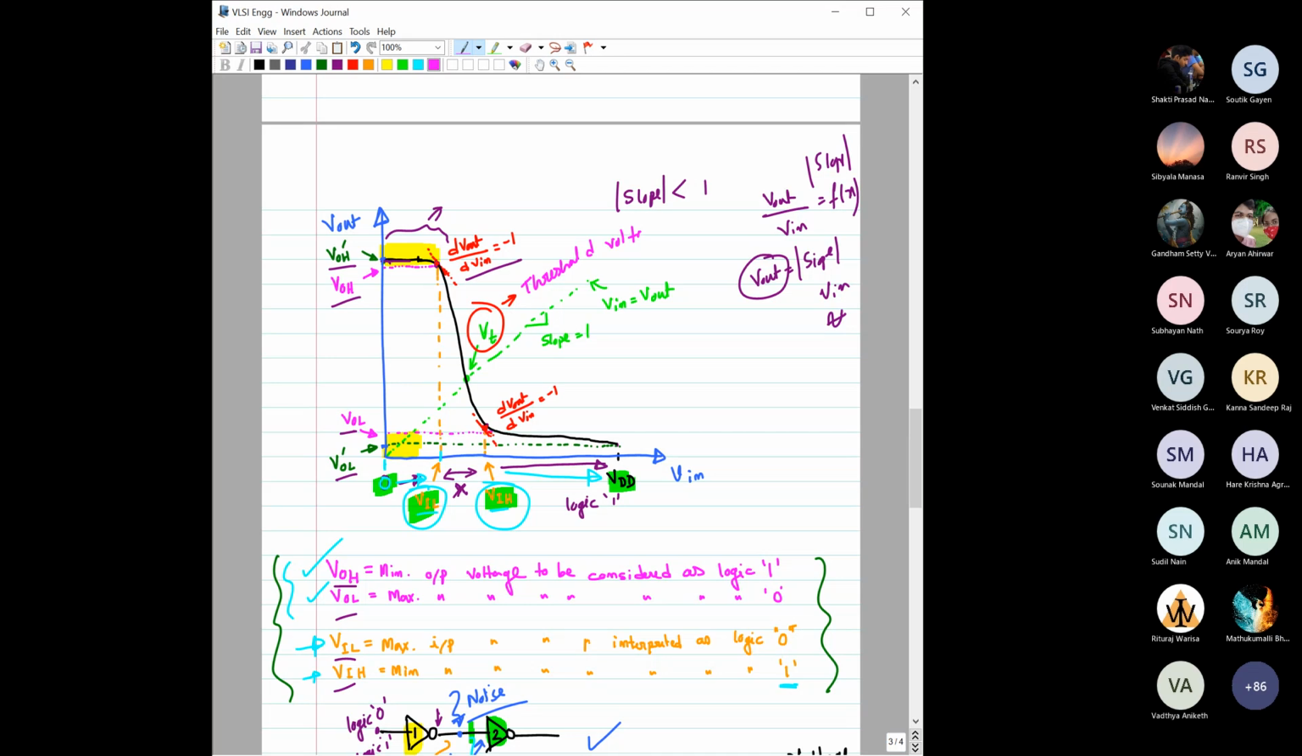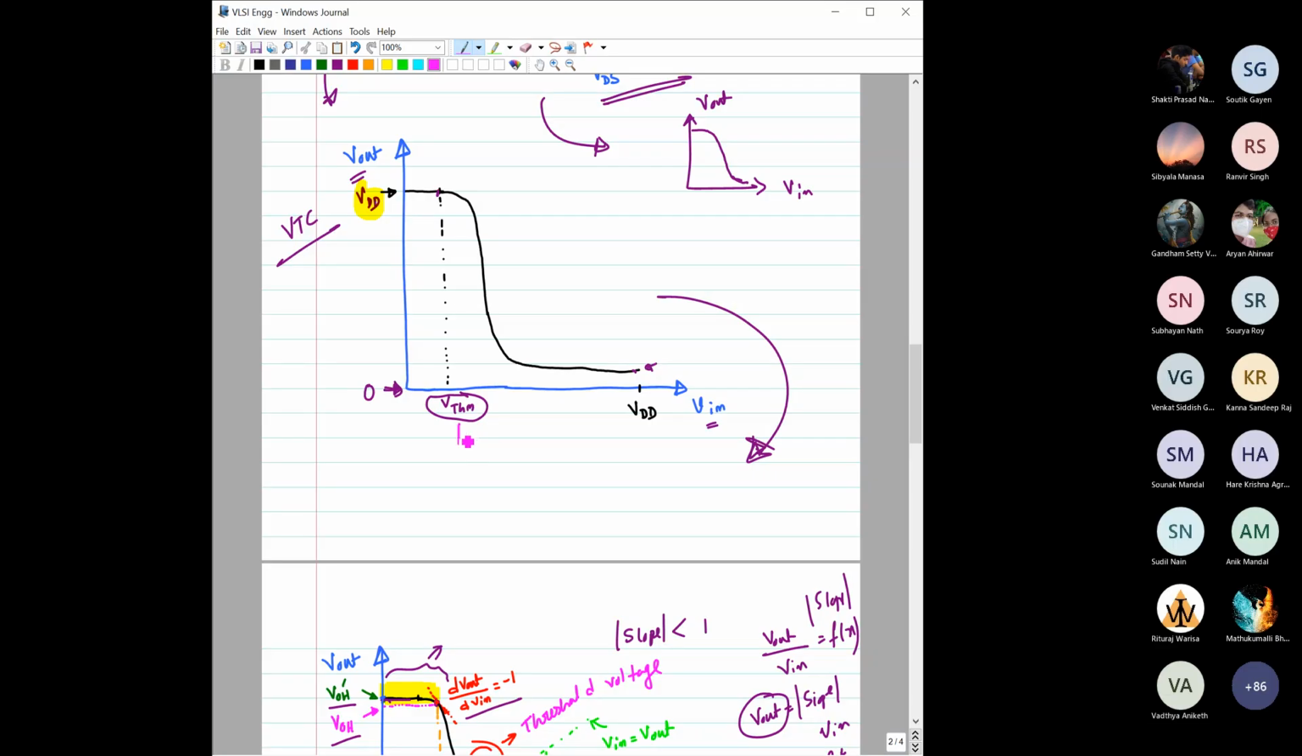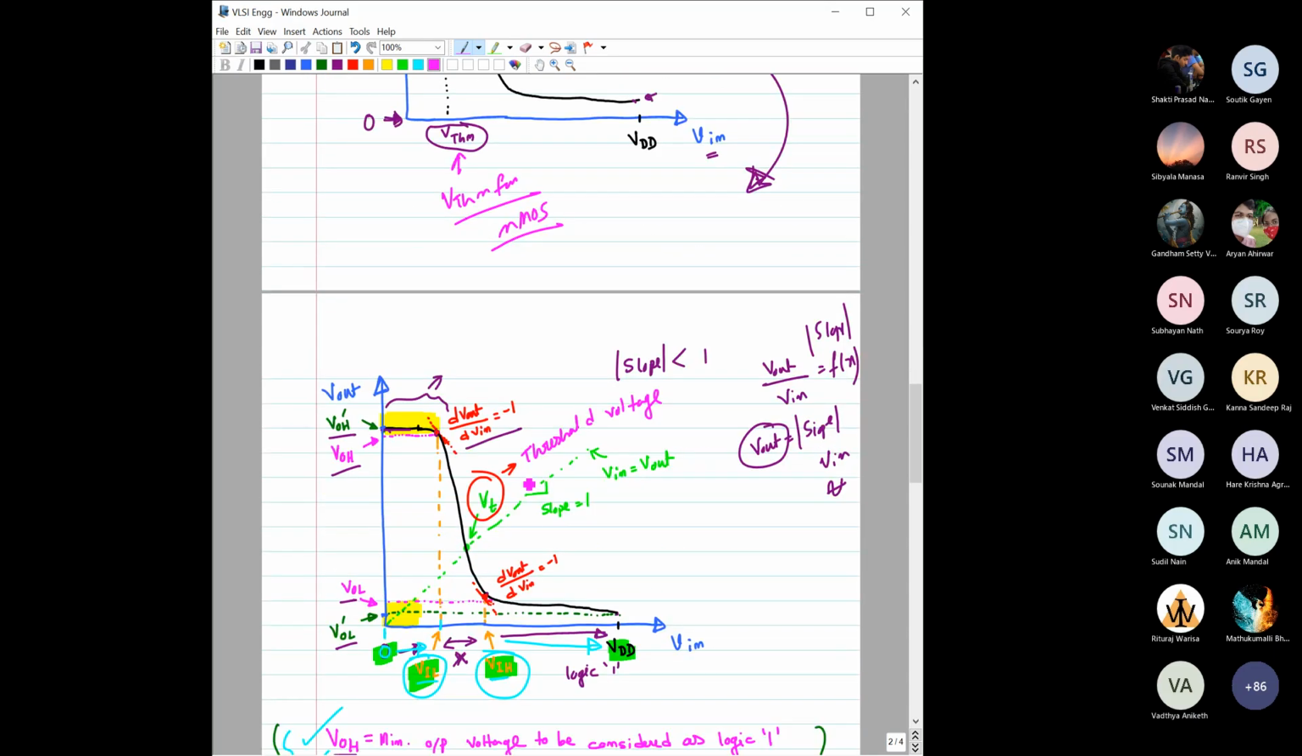This VT stands for threshold voltage. Now you might say we have said in the last page this is the threshold voltage for NMOS. Yes, that is true. Actually, it is better to say threshold level of this inverter.